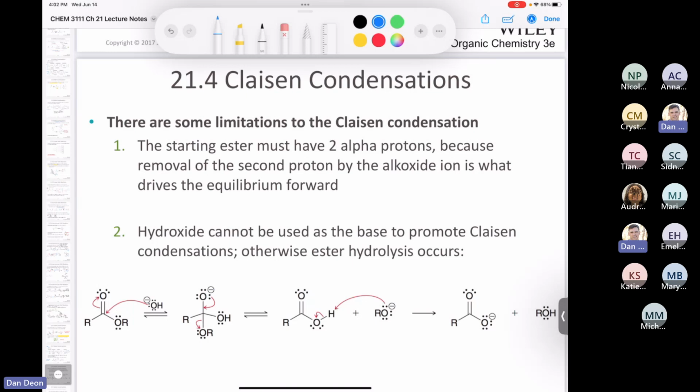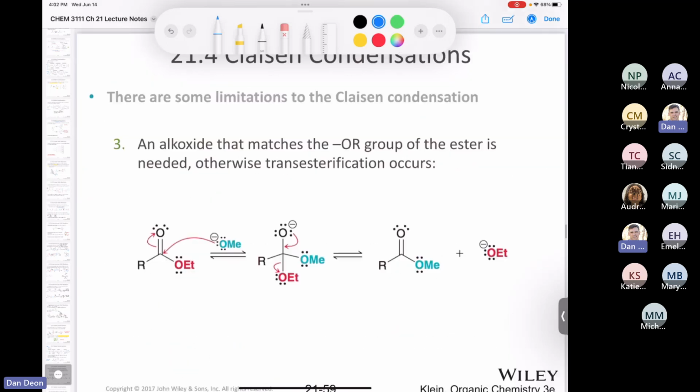Second thing is the hydroxide. You can't use that as the base because it will just hydrolyze the ester. It just does a saponification reaction. So this is just ester hydrolysis, and base is saponification. So that's no good. That would destroy your starting material.